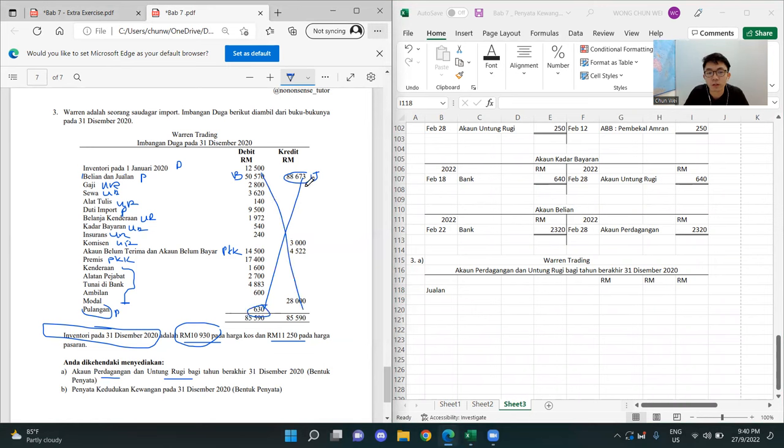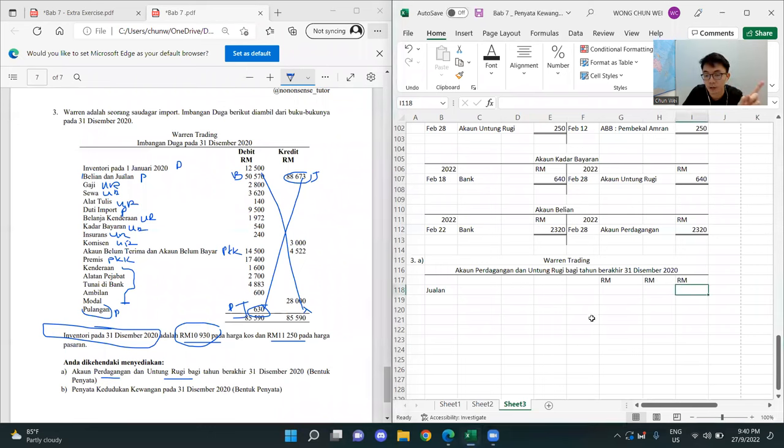So maksudnya, if this is a jualan, you cross under here, because the pulangan is always the contra of the jualan atau belian, meaning they are opposite. Okay, so if jualan is on the credit, then maksudnya the pulangan here is actually a pulangan jualan 630, and there is no pulangan belian. Are you guys clear? If yes, you give me a C in the chat box if you are clear. Okay, good. So kita ada pulangan jualan lah.